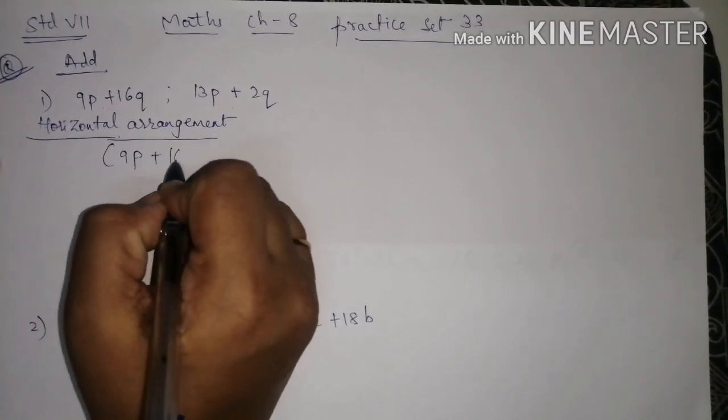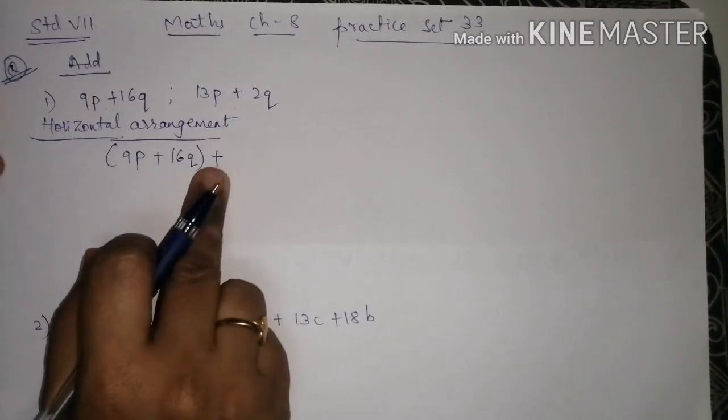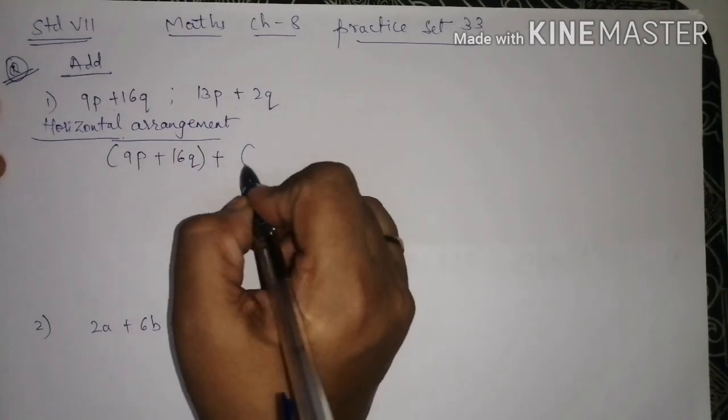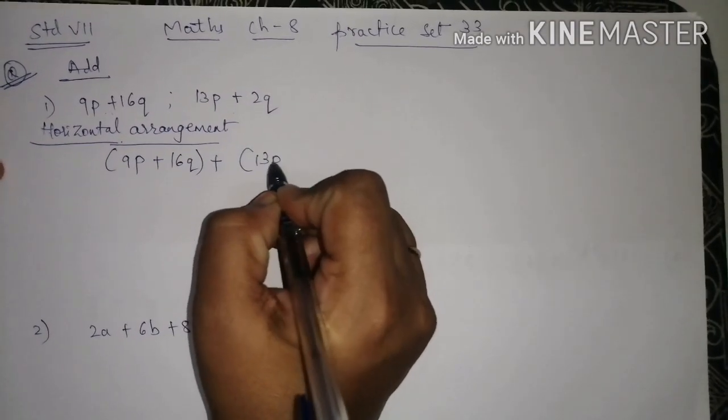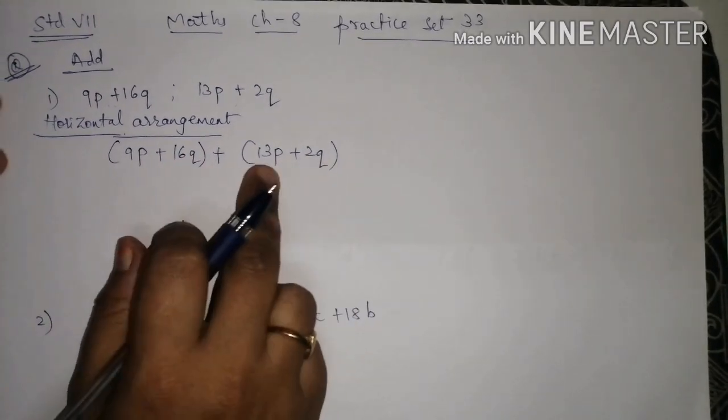9p plus 16q. What we are doing is adding, so in between them you will put the plus sign. In the second bracket you will put the other expression, 13p plus 2q. These both are binomials because there are two terms.